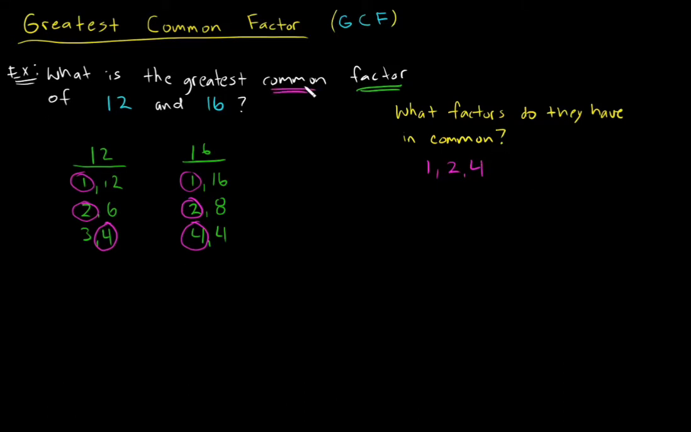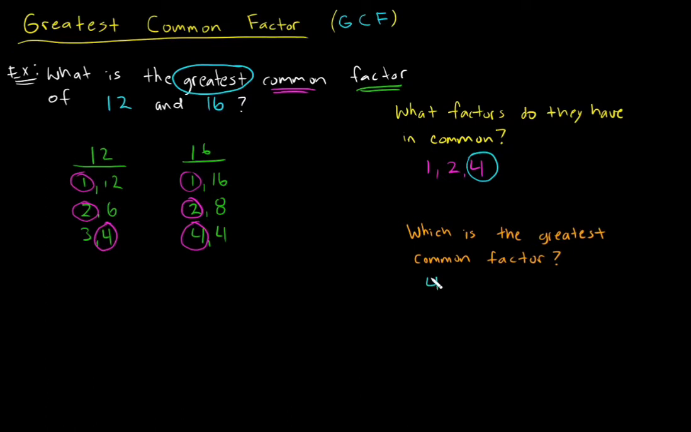Then lastly, it just says the greatest, right? So if we look here, which is the greatest from all of these? Right, the greatest one is the number 4. So we can say 4 is the greatest common factor, or GCF, of 12 and 16.